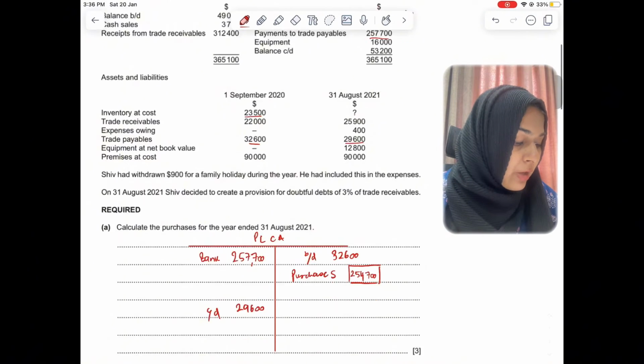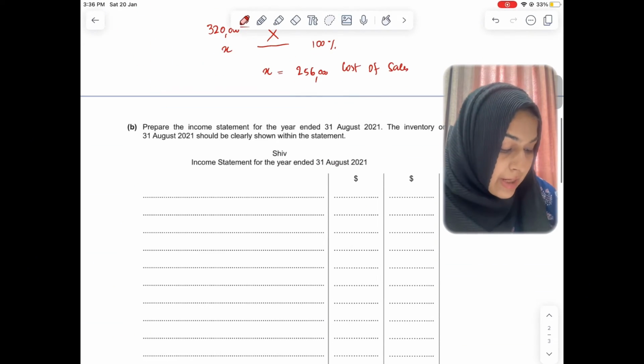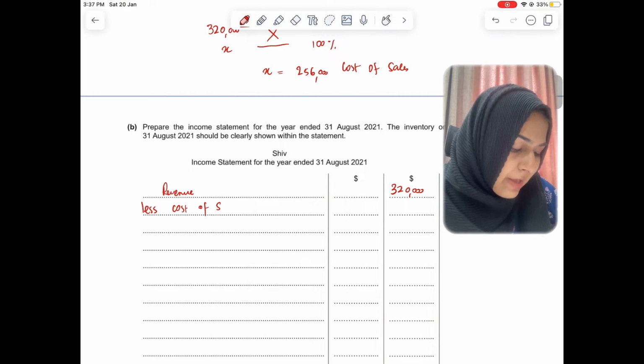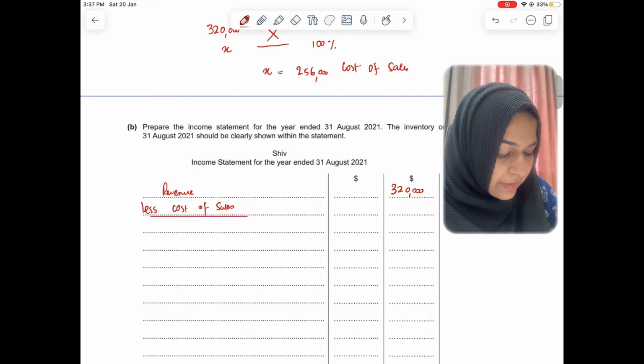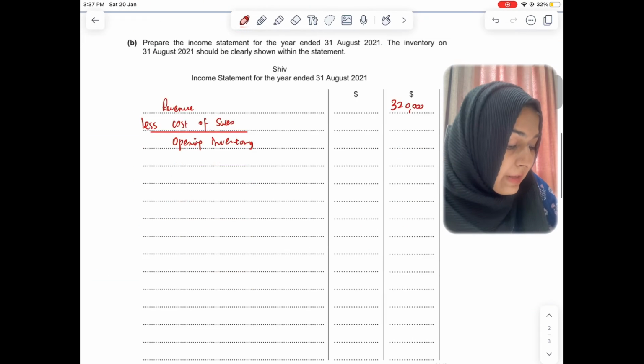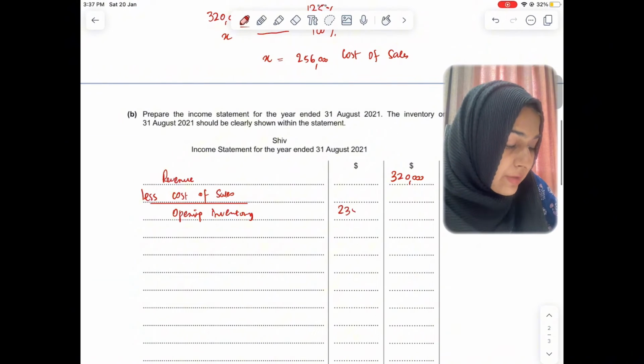So now when we make the income statement here, we start with revenue. So I write here revenue and I write here 320,000. And then I write here less cost of sales. After revenue, you normally subtract sales returns, but you don't have sales returns in this case. So we directly go to less cost of sales. Then we write opening inventory, which we'll take from the information in the question. The opening inventory here is 23,500, which I write here.